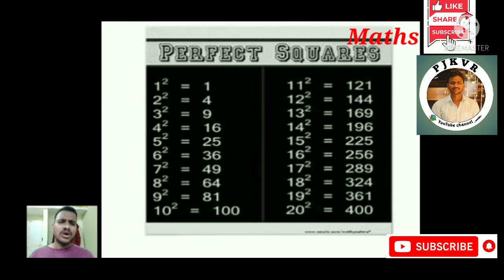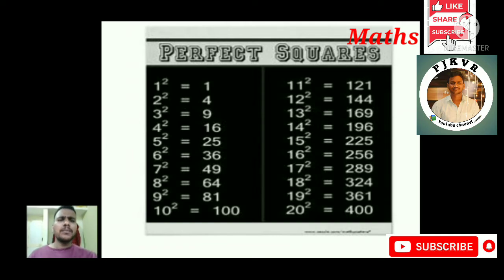1 square means what? 1 into 1 is equal to 1. 2 square means 2 into 2 is equal to 4. Is it right? Like 3 square is equal to 9, 4 square is equal to 16, 5 square is equal to 25, 6 square is equal to 36, 7 square is equal to 49, 8 square is equal to 64, 9 square is equal to 81, 10 square is equal to 100. We multiply the integer by itself.